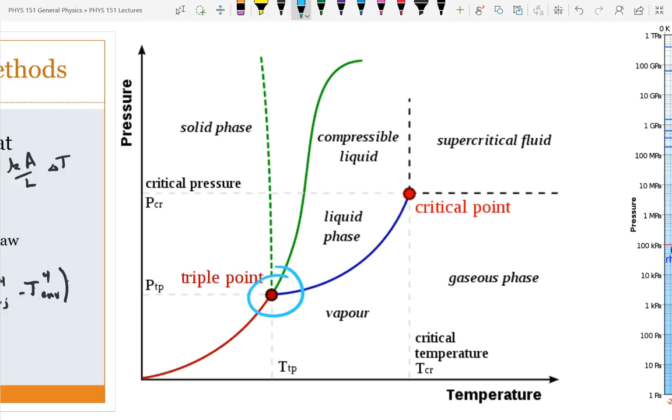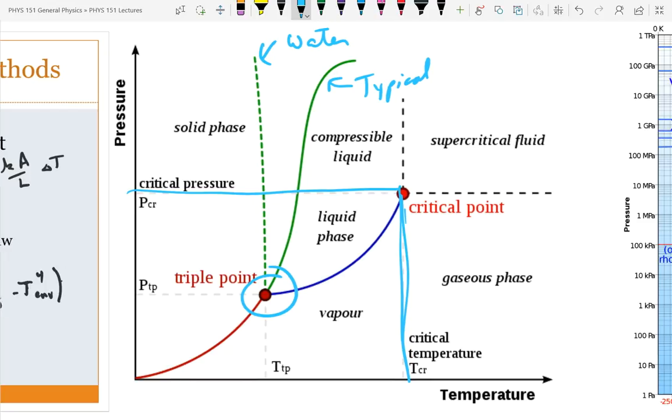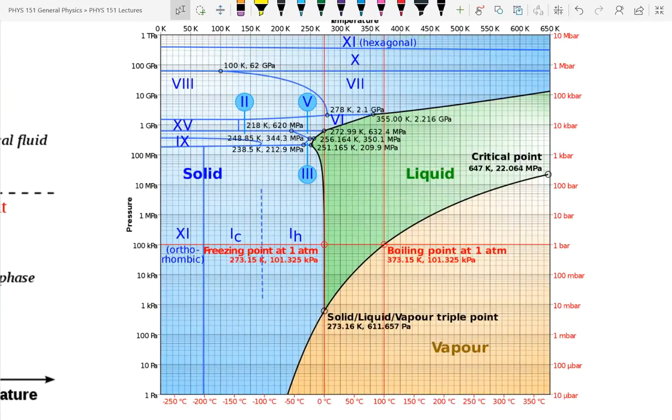The critical point is the highest temperature or pressure where you can distinguish between a liquid and a gas. If you're above the critical temperature or above the critical pressure, you can't distinguish between a liquid and a gas. And then you have the phase lines. Notice this green one is for water. The green dashed one, this one here, is typical. That's for a typical material. So let's look at water real quickly. Again, from Wikipedia, here's a phase diagram for water. Does that look like what I showed you in class?